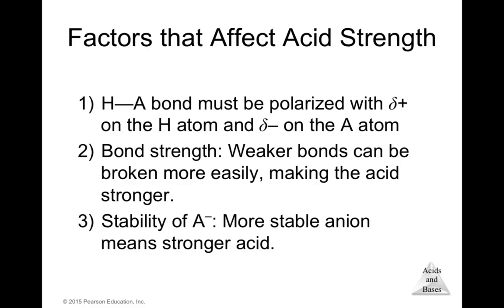The more you can stabilize that negative charge, the more easily that hydrogen is removed. So a more stable anion means a stronger acid. It's really important to consider the stability of the anion that you produce when you remove the hydrogen.